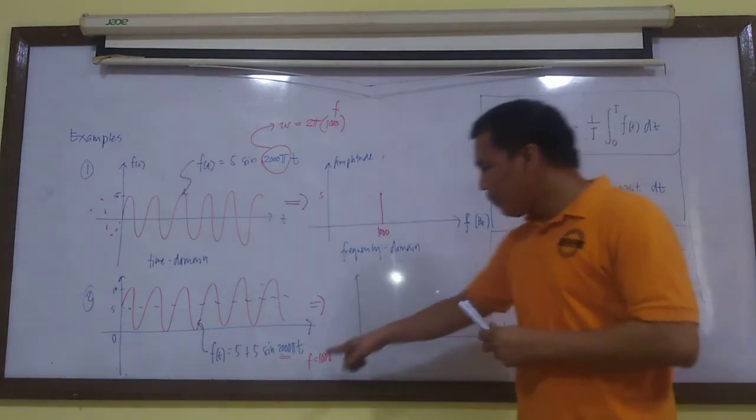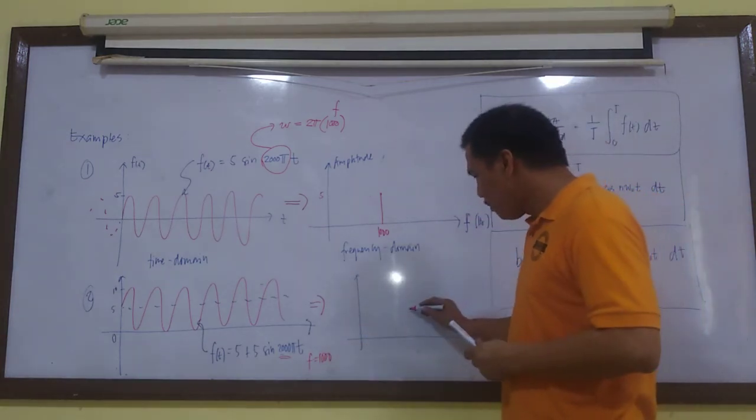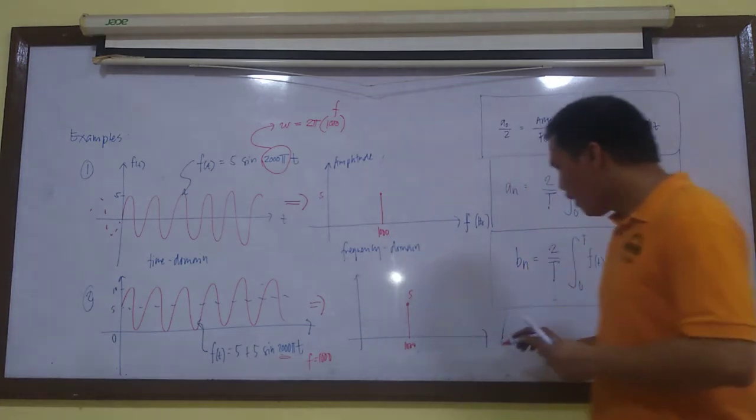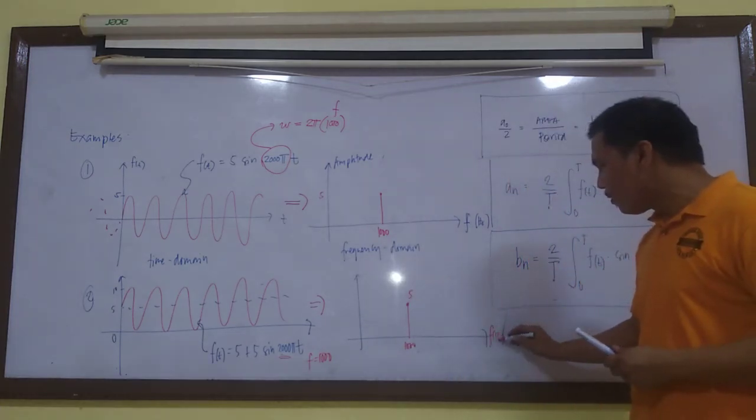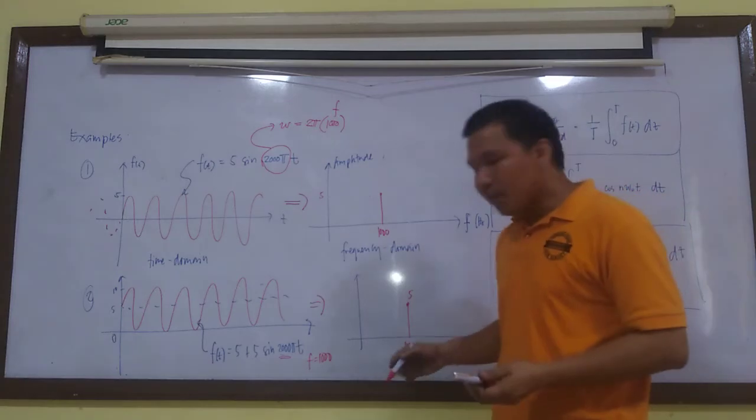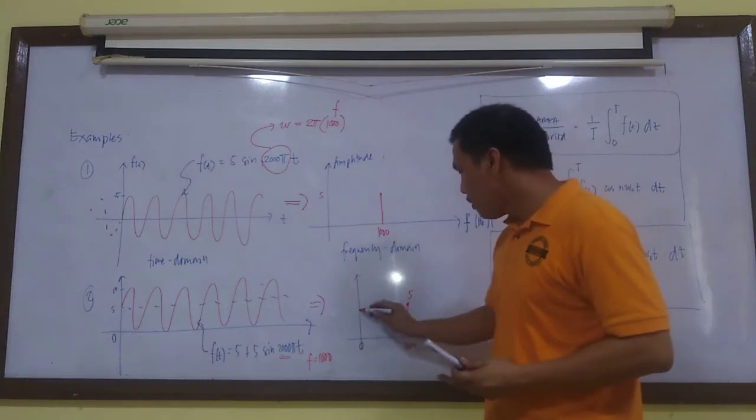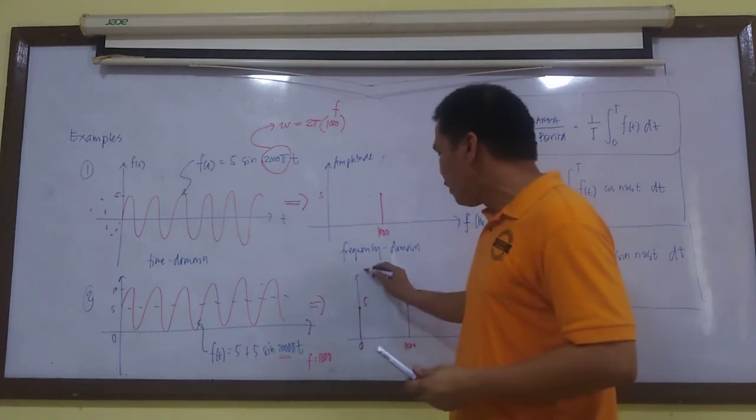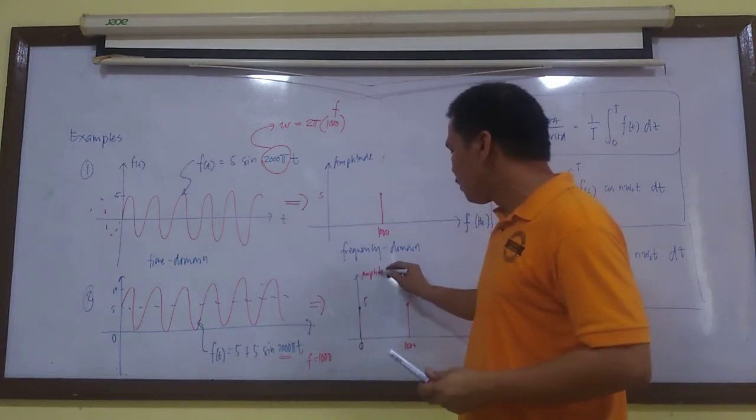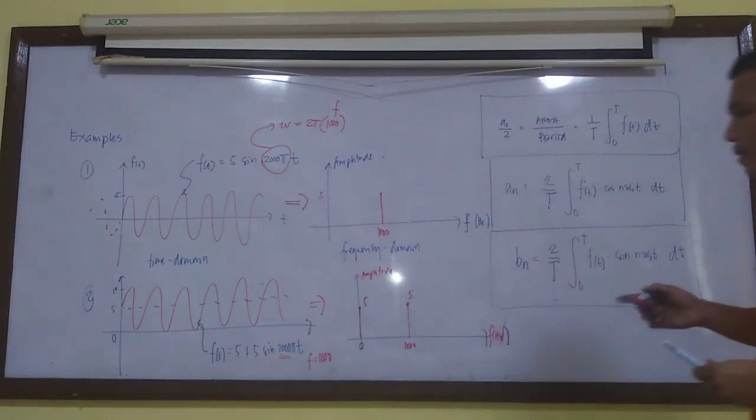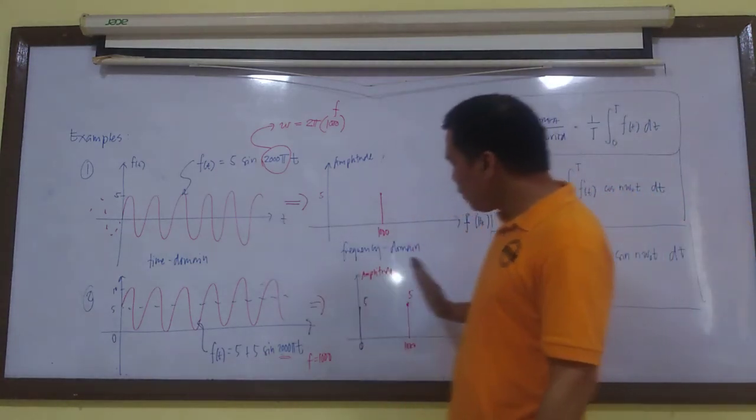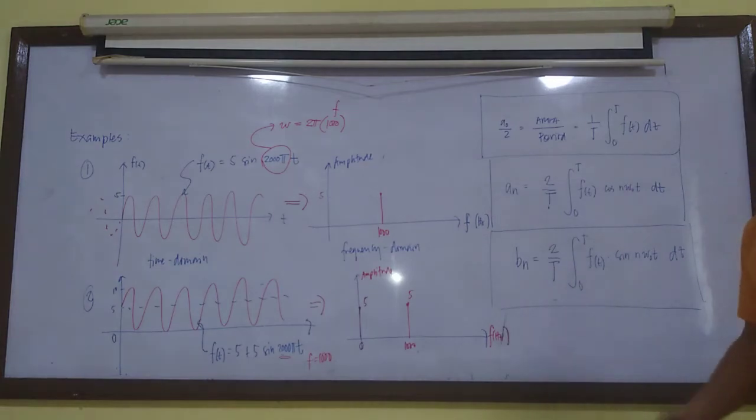Now take note, we have here a frequency of 1000, assuming this is 1000, and the amplitude here is 5. So this is your frequency in hertz. Another frequency we have is 0, which has an amplitude of 5 also. So this is your amplitude. Alright, now that's how you represent your time domain functions as frequency domain functions.